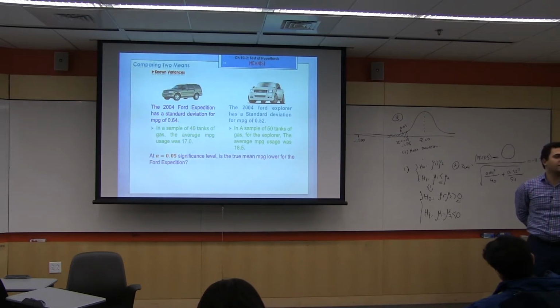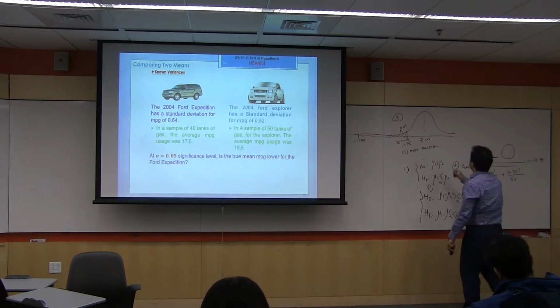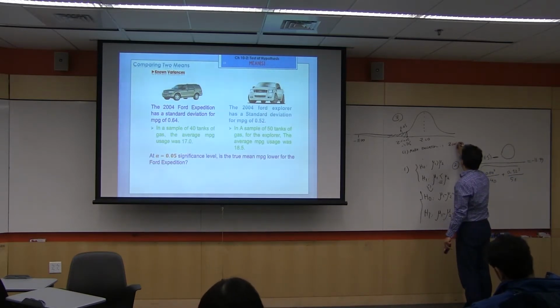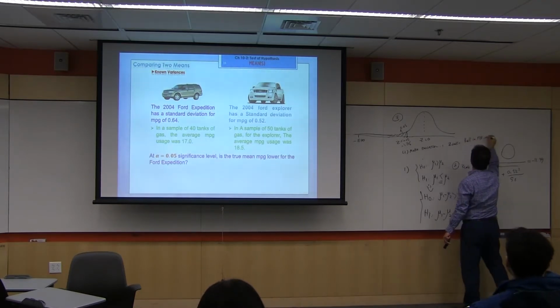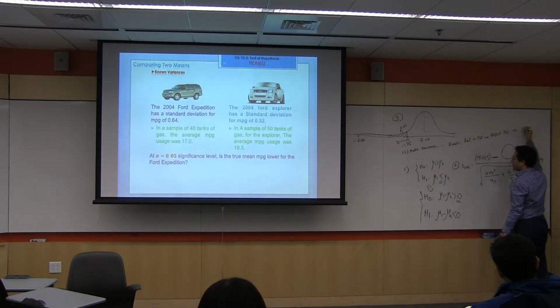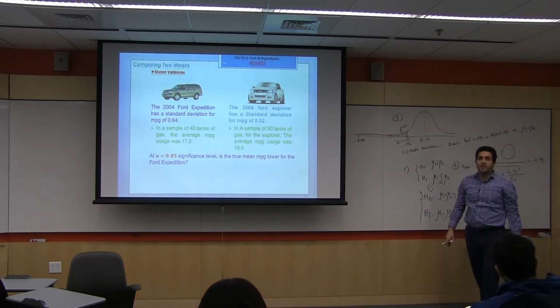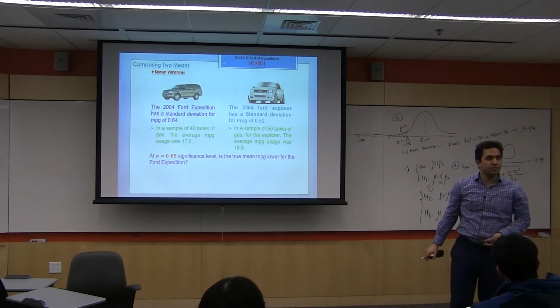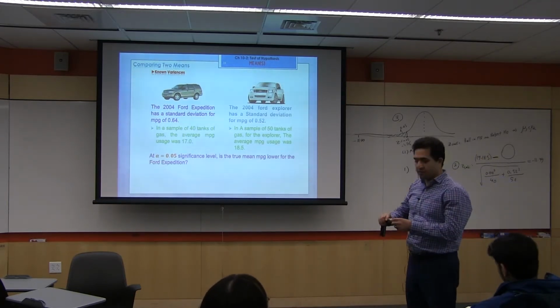No evidence showing that there is any acceptance region for us. So the conclusion is what? Z-calc falls in the rejection region. Therefore what we do? We reject the null. Meaning that what? Mu1 is less than mu2. Meaning what? Expedition has lower MPG.